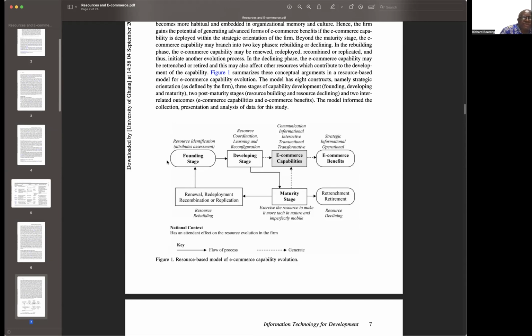So it starts from resource identification at the founding stage, then goes to the developing stage. E-commerce capabilities are developed, then it goes to e-commerce benefits. By the developing stage, the firm may develop its resources and get to a maturity stage. And at the maturity stage, it can either be renewed, deployed, recombined or replicated, or it can retrench. So I will not use the resource again, and the resource will die. So this is what I mentioned as my conceptual framework or my research framework. It's figure one, the resource-based model of e-commerce capability evolution.